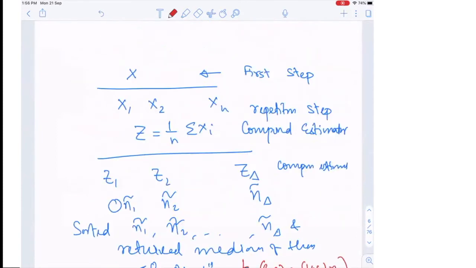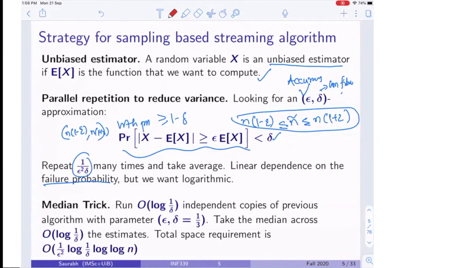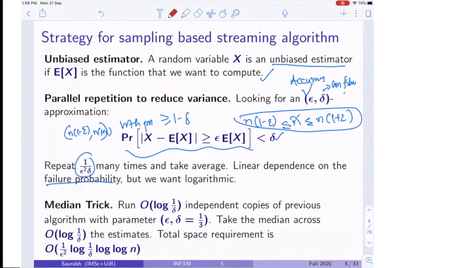But then how much space does this algorithm take? So we applied this median trick with delta being 1/3. You apply parallel repetition to do the following thing. You get closer to accuracy, but the confidence probability is basically constant, right? So you succeed with a constant probability, and then you apply a median trick to boost the success probability to close to 1.